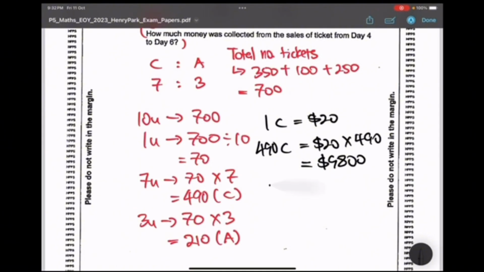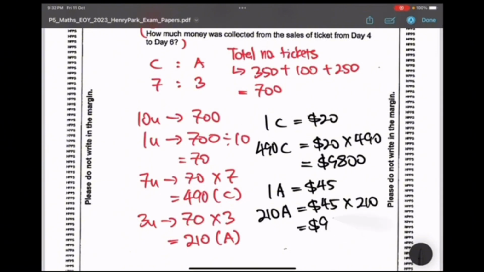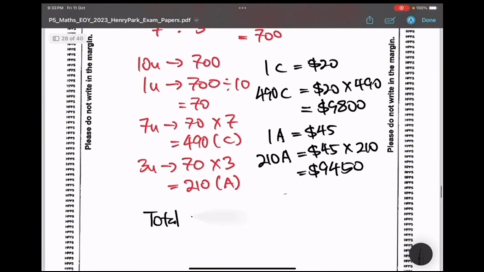Like what we did with the child tickets, we want to do with the adult tickets as well. Okay, noting that 1 adult ticket equals $45. Alright, and how many adult tickets are we looking for? We are looking for 210 adult tickets. And that would simply be 45 times 210. And that would be $9,450.